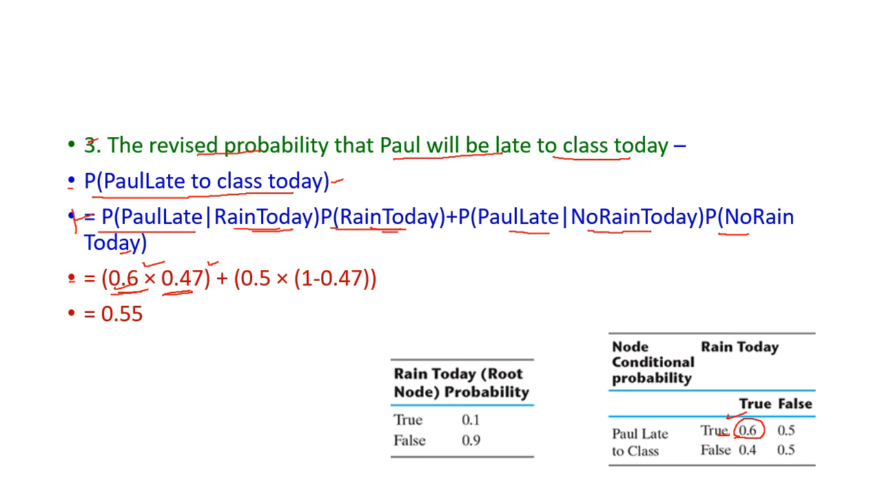Plus Paul late to the class with no rain today, that is, rain today is false. So 0.5, and no rain today means 1 minus 0.47, which is 0.53. The value is 0.55.